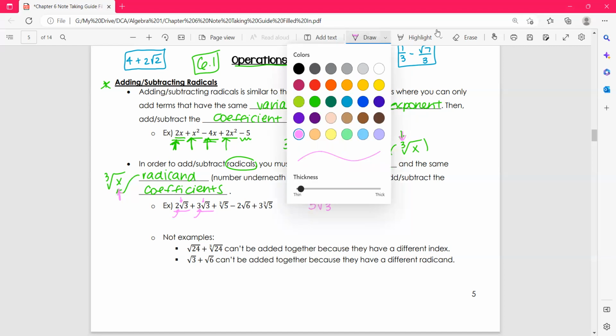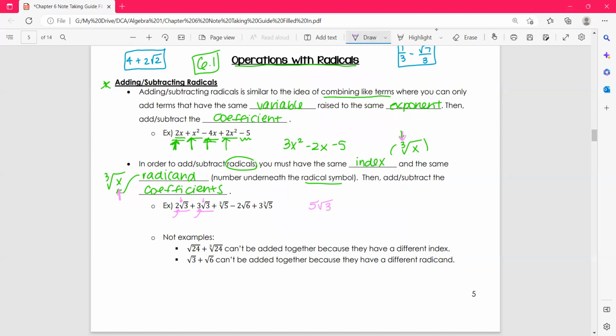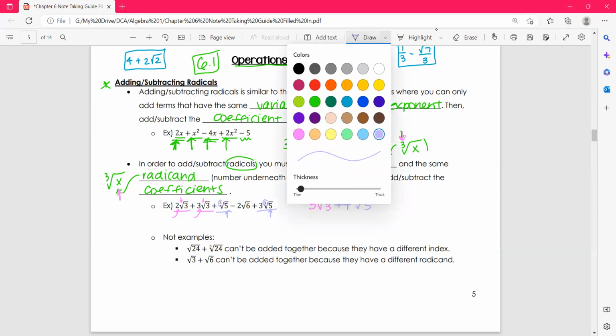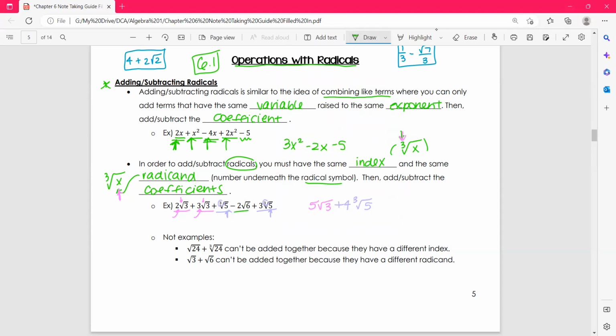Okay, let's look for the next like terms. Cube root of 5 and 3 cube root of 5. So again, we've got the same index. They both are cube roots, and they both have the same radicand, the number underneath. So I've got 1 cube root of 5 plus 3 cube root of 5. That gives me 4 cube root of 5. And then minus 2 square root of 6 doesn't have anything to combine with, so we can leave it just like that.